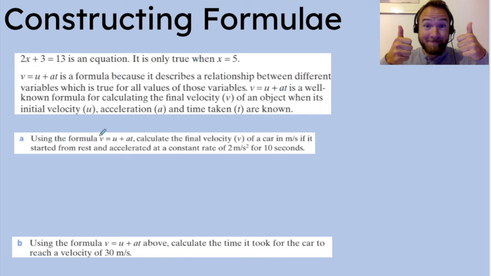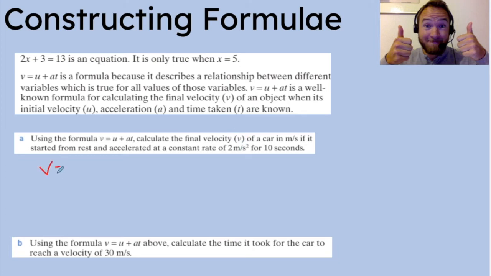So using the formula v equals u plus at, calculate the final velocity, v, of a car in meters per second if it started from rest and accelerated at a constant rate of 2 meters a second squared. Okay, so let's look here. We have v equals u plus at. So let's make sure we can put this all together. We want to find v, the final velocity.